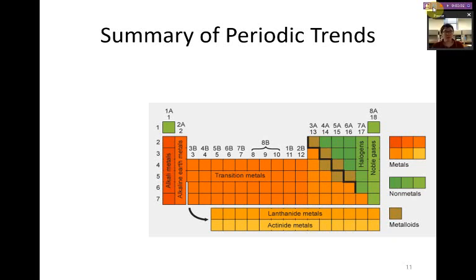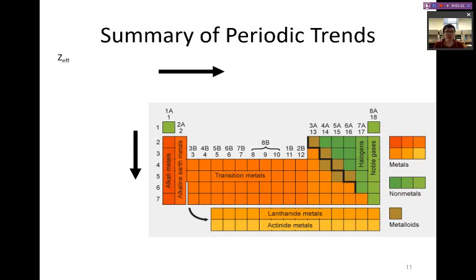Welcome back, everyone. In this video, we're going to summarize what we have seen in terms of the periodic trends. The first periodic trend that we looked at was the effective nuclear charge. We saw here that it increases as we go from left to right, and it increases slightly as we go down a group of the periodic table.